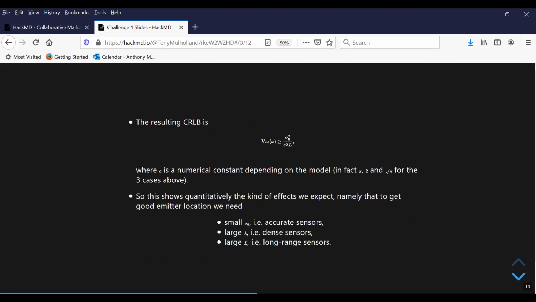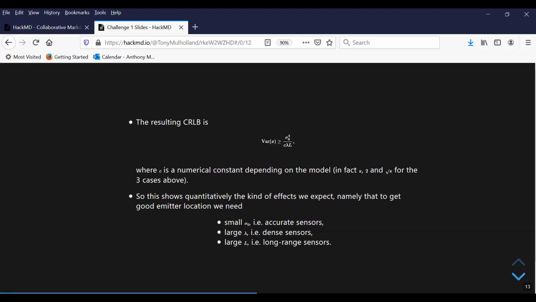We can then calculate what the Cramer-Rao lower bound is on estimating the variance of our contact position. And it's this: there's a numerical constant and then sigma naught squared over lambda L. So it shows quantitatively just the sort of things we'd expect, that to get a low variance, you need accurate sensors, small sigma naught, you need large density, large lambda, and you need large L, longer range sensors.